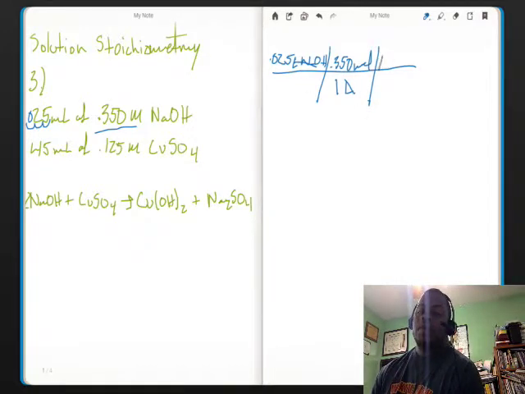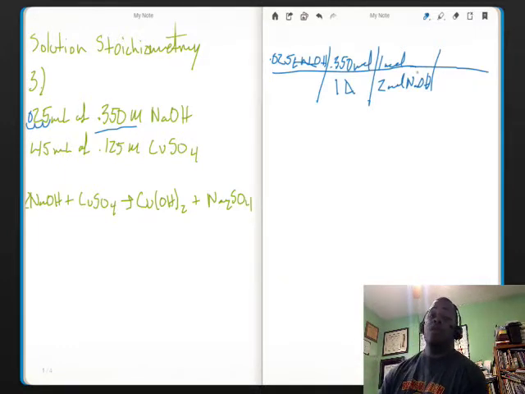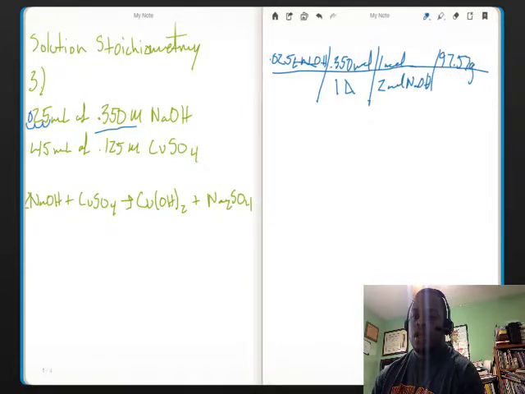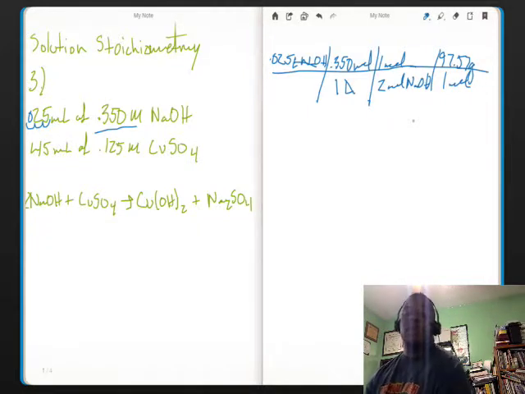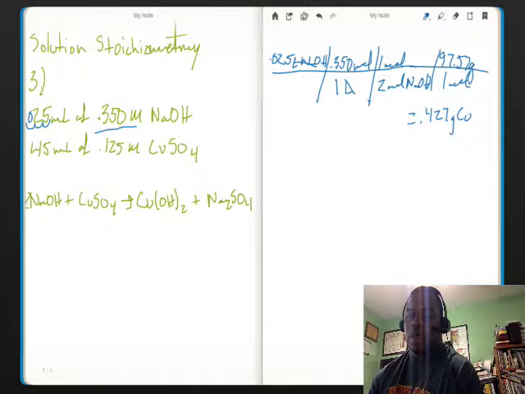Now, we're supposed to get 1 mole of our product to 2 moles of our sodium hydroxide, so that's what's going down here. And since we're trying to find grams, that means I need to use the molar mass of copper 2 hydroxide. I've already gone ahead and calculated it, and I came out with 97.57 over 1 mole. So, taking a look, multiplying what's above the line divided by what's below it, 0.025 times 0.350 times 97.57, then divide that all by 2, and I came out with 0.427 grams of our product.